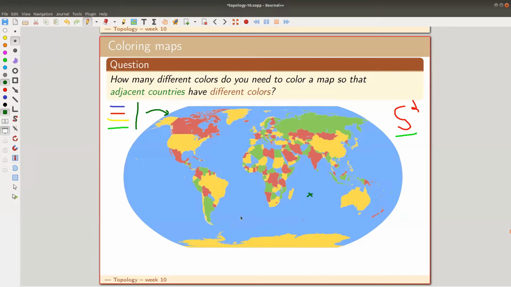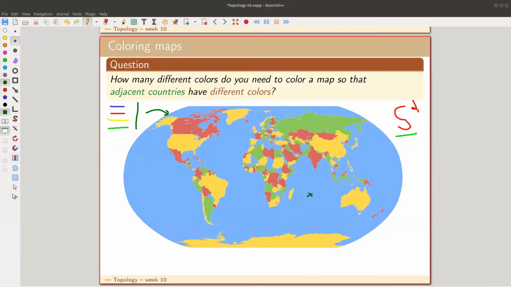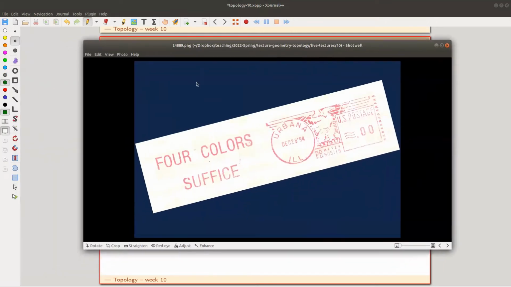I will show you a little animation in a second, and it's not so easy to do yourself. But the theorem says everything gets 4 colors. So 4 colors suffice. That's what people usually say. And this is one of the most celebrated theorems in mathematics altogether. There are even postage stamps celebrating this theorem. So it's extremely amazing. It's very simple.